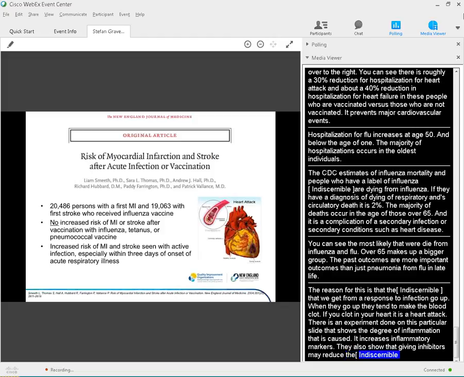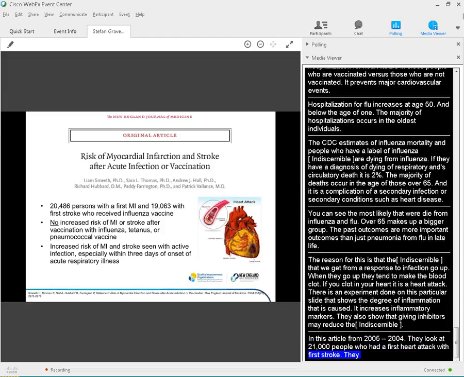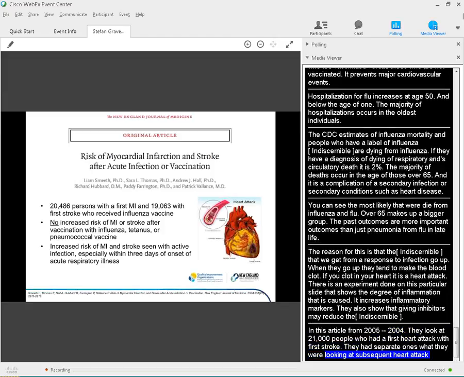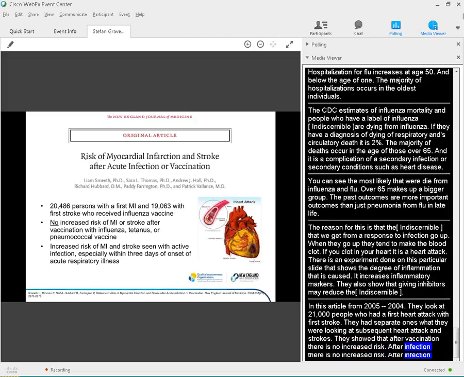In this article from Sneeze, this was in 2004, they looked at 21,000 people who had a first heart attack and 20,000 with the first stroke. They also had separate ones where they were looking at subsequent heart attacks and strokes. And they showed that after vaccination, there's no increased risk for heart attack or stroke. But after infection, including a systemic respiratory tract infection or bladder infection, there was an increased risk of heart attack or stroke that was 2 to 4-fold higher in the first couple of weeks, and that elevated risk was sustained even though it was ebbing as long out as 3 months.